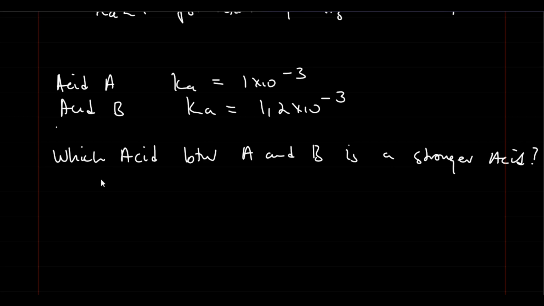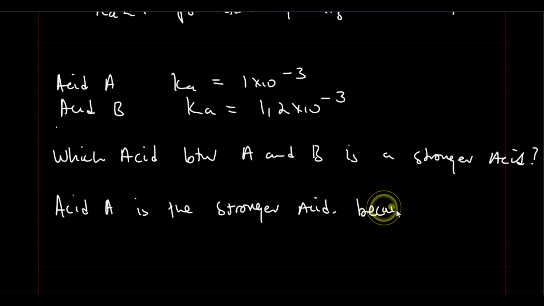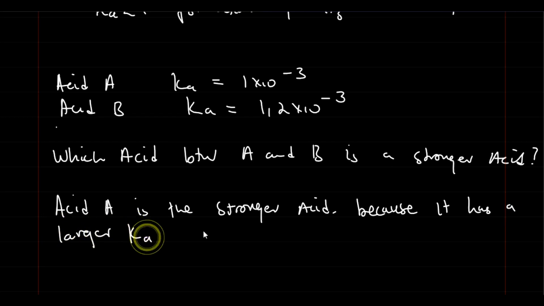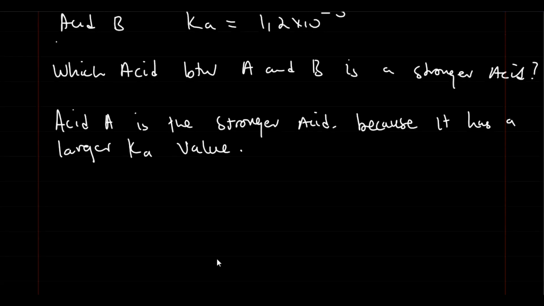Okay, so now acid A is the stronger acid. Okay, why? Because it has a larger Ka value.